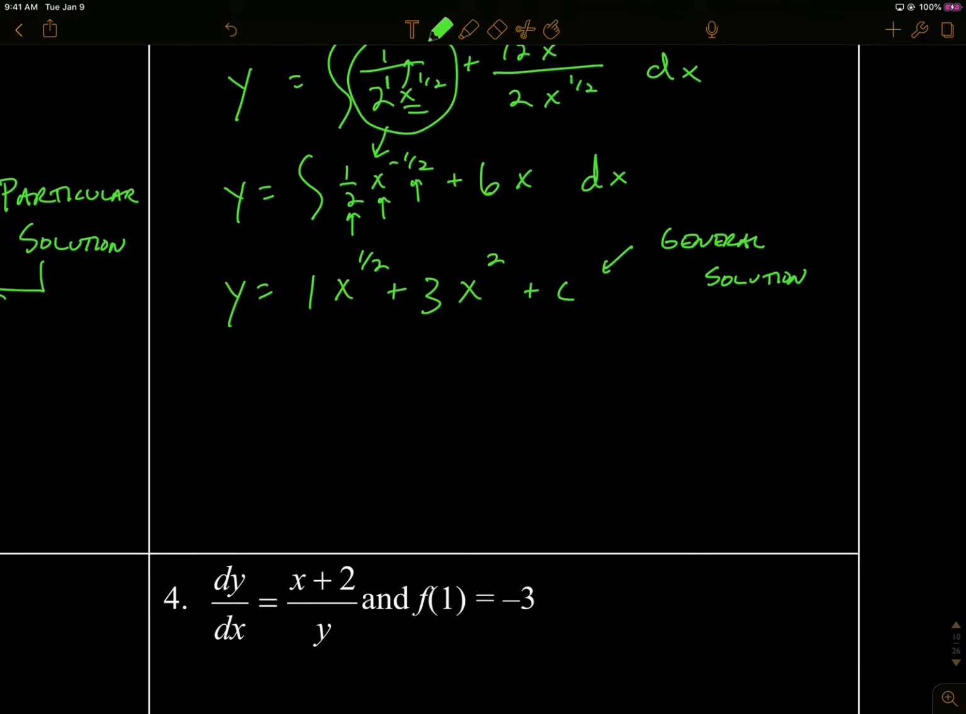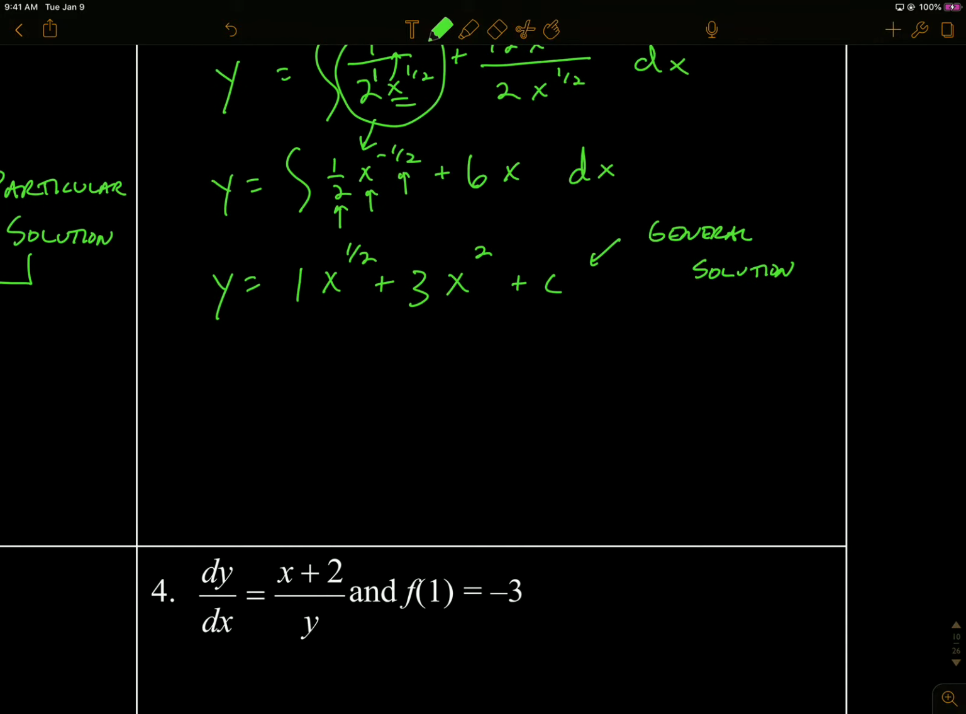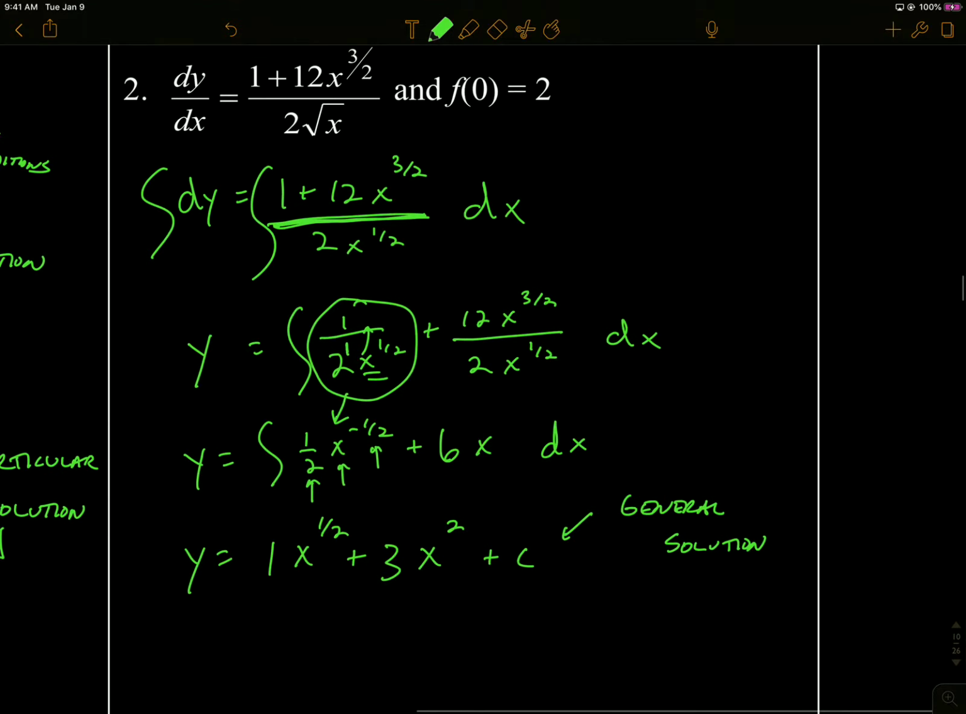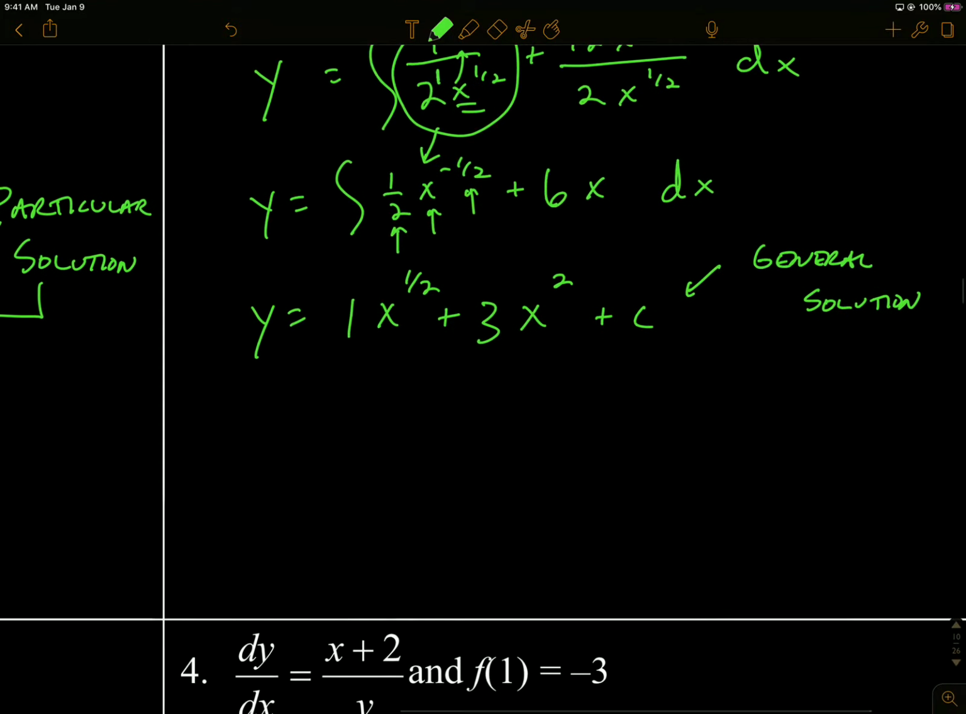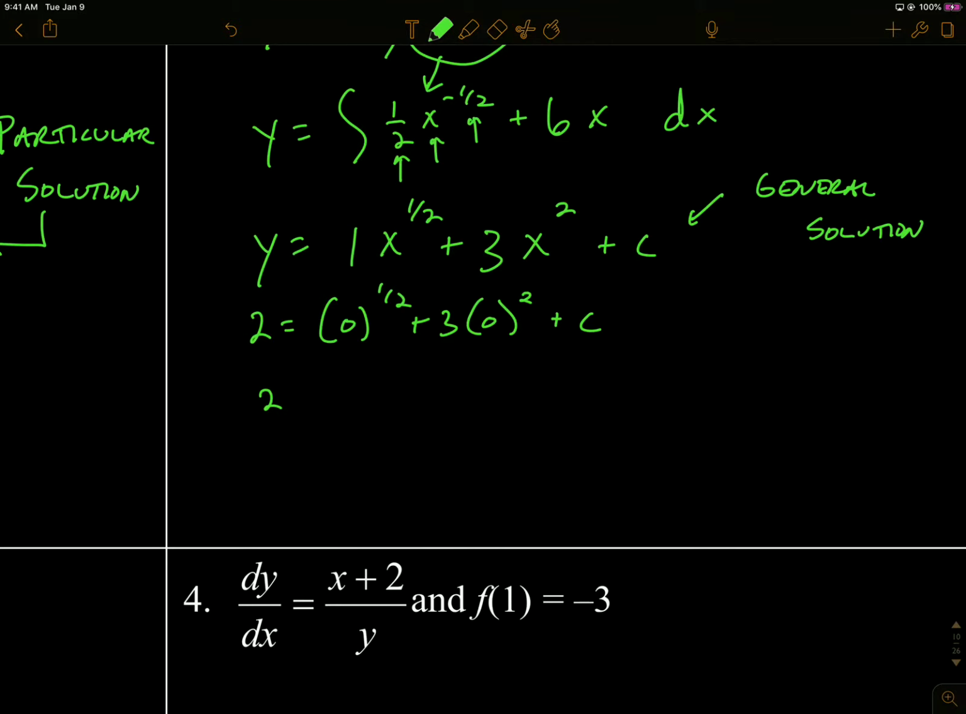Let me just make sure I have all this right. I do. So I'm going to plug in 2 for y and 0 for x. I end up getting 2 equals c. So now I can rewrite and get my particular solution is the square root of x plus 3x squared plus 2. Write that 2 a little better.